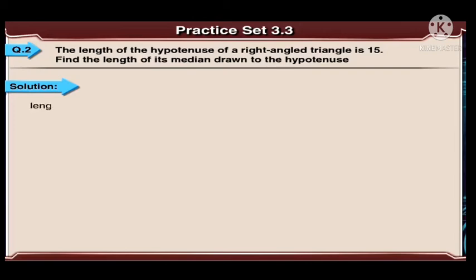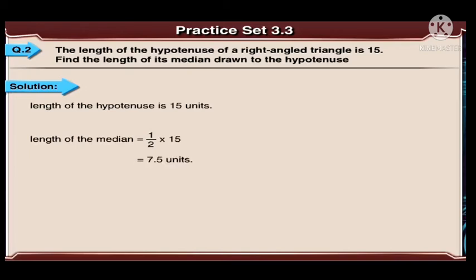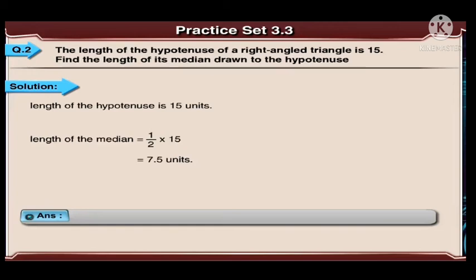It is given that the length of the hypotenuse is 15 units. Hence, the length of the median is equal to half into 15. That is equal to, when you divide, you will get 7.5 units. The answer is, the length of the median drawn to the hypotenuse is 7.5 units.